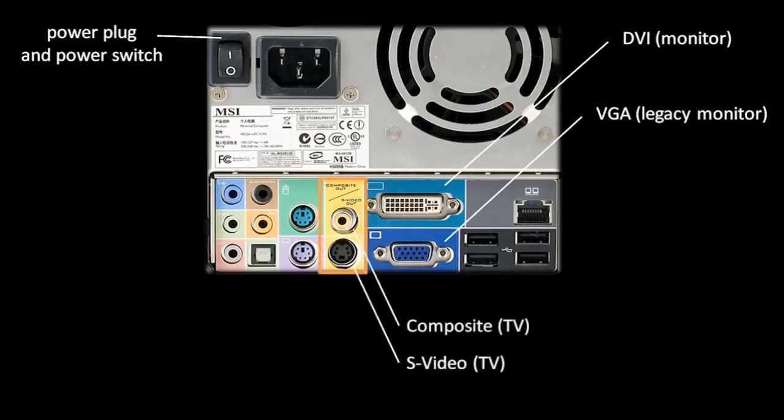On this particular computer, we happen to have outputs to send an image to a television. You probably recognize these from the back of televisions, VCRs, and DVD players. The one on top is called composite, and the one on the bottom is called S-video. And actually these are also examples of legacy technologies. They're being phased out in favor of newer standards like, for example, HDMI.